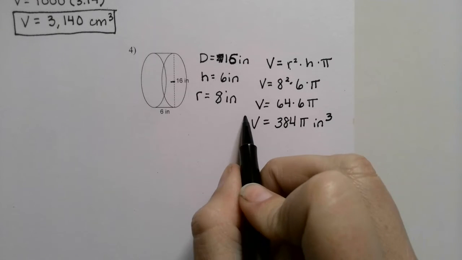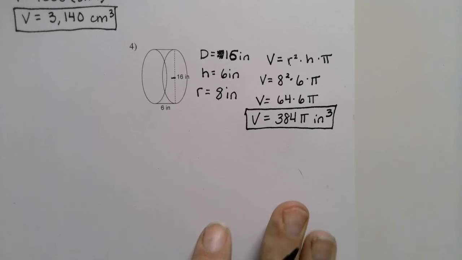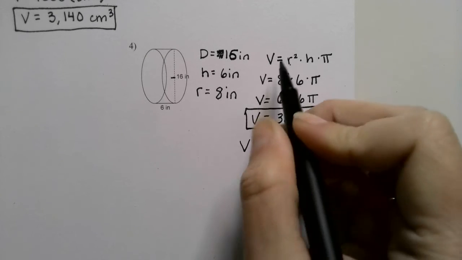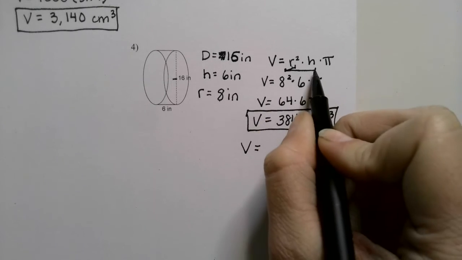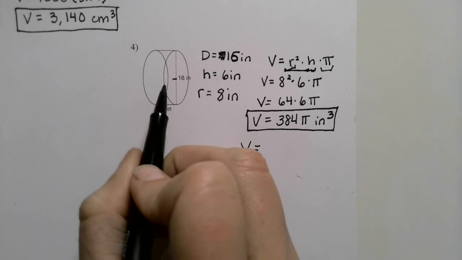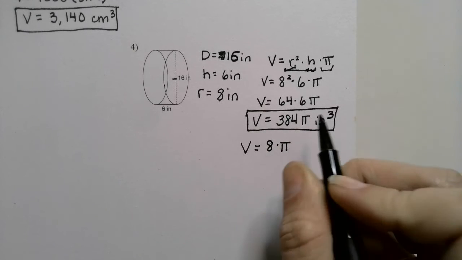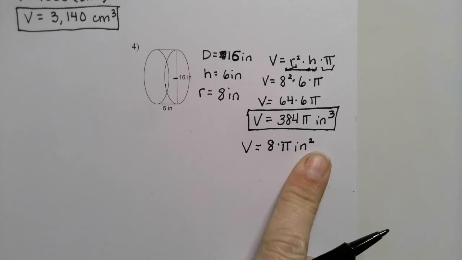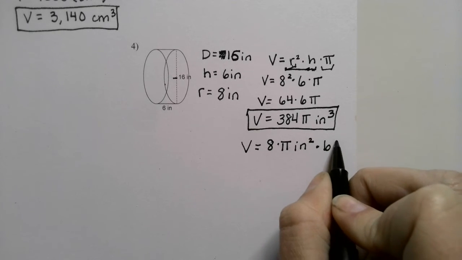So this is in terms of pi. Now we're going to redo the problem where we multiply pi by 3.14, but I want to show you why those units work. What we're doing is finding the volume, which equals the area of the base. The area of the base is radius squared times pi, not that height part. So when we find the area of the base, we get 8 squared times pi, and that's going to be inches squared, because when we find the area, we get inches squared. Then we're multiplying it by the height, which is 6 inches.